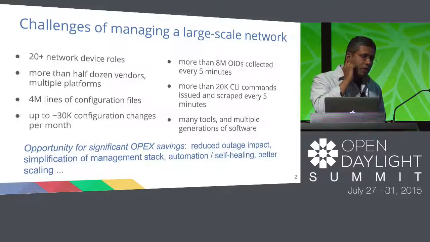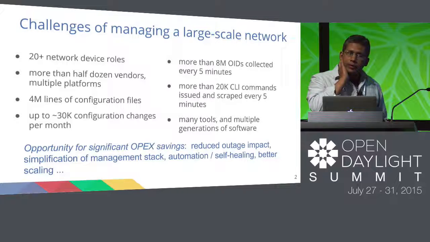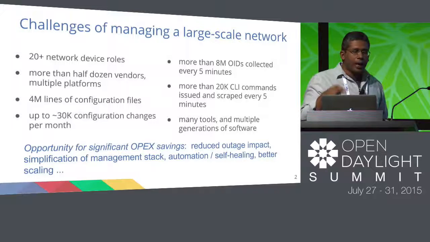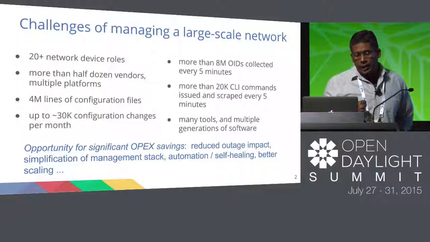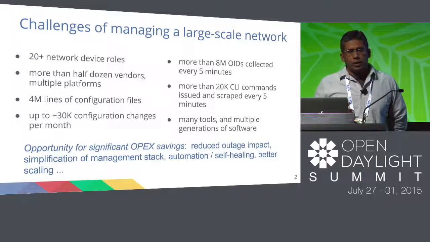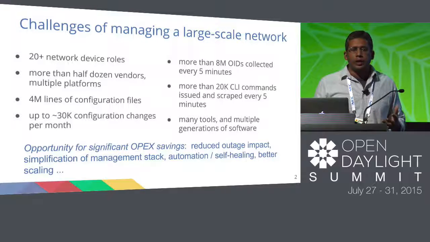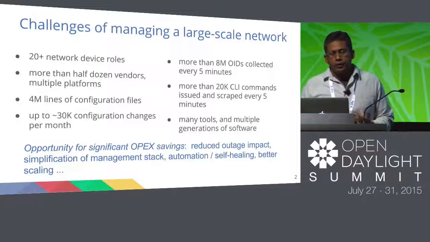So there's plenty of opportunity here to get significant savings from an operational expense perspective. And the immediate impact would be around reduced outages, simplifying and consolidating our management stack, better automation in terms of removing or reducing the number of manual interactions that we need to have with the network, and of course, better scaling.